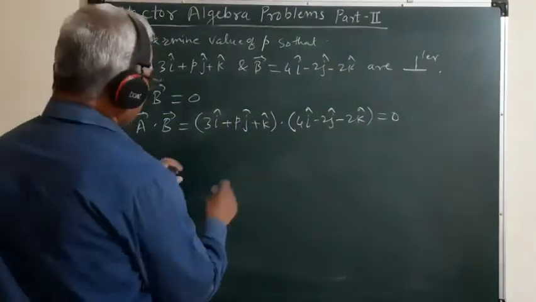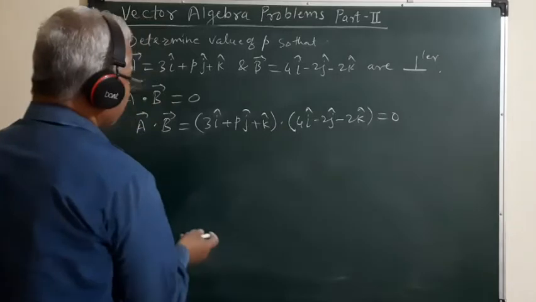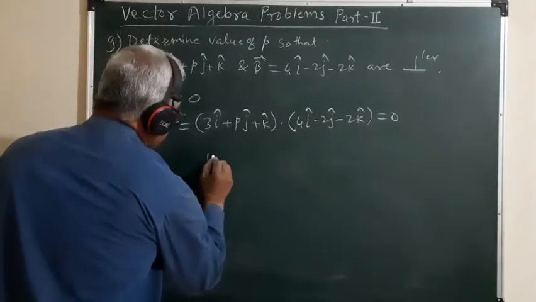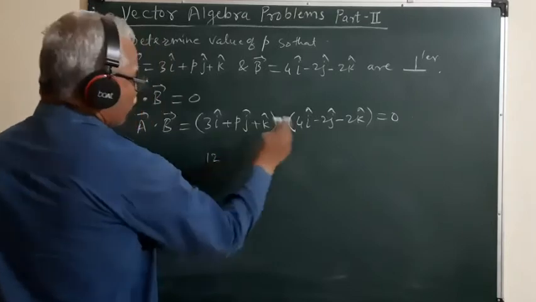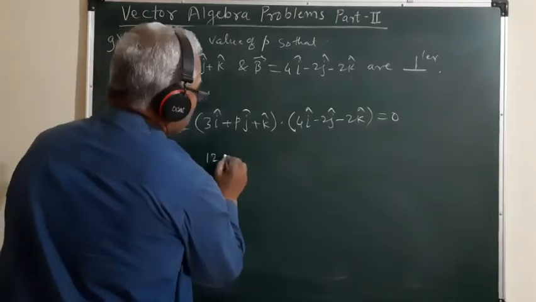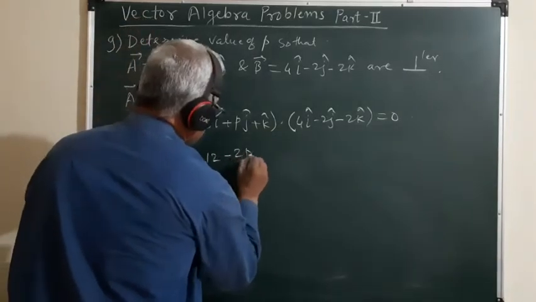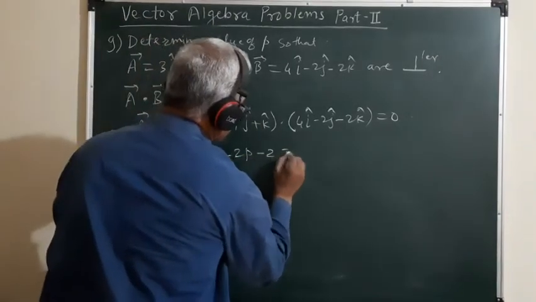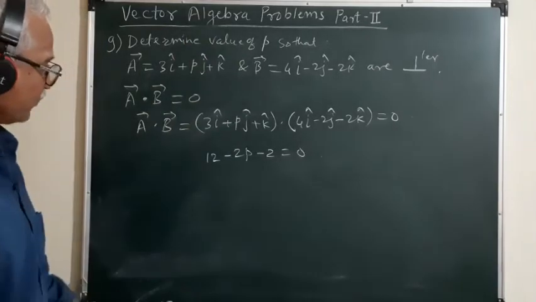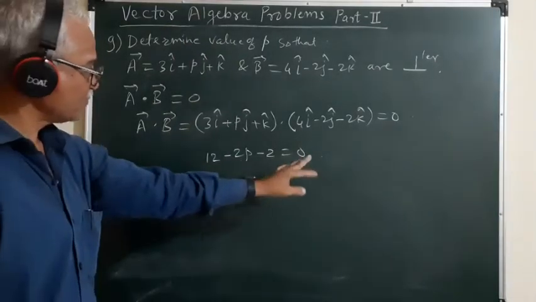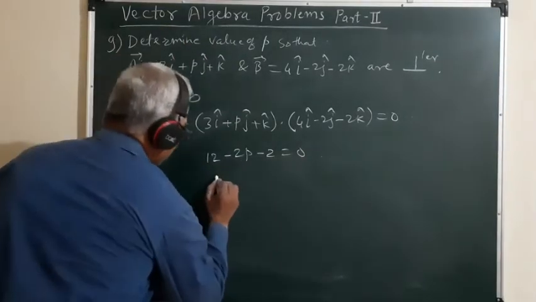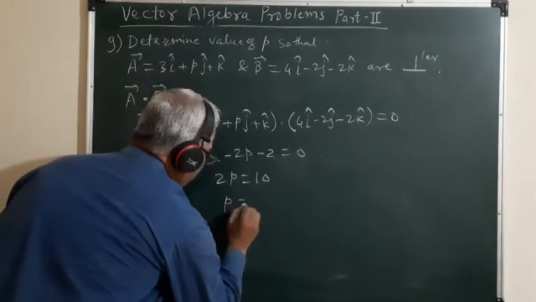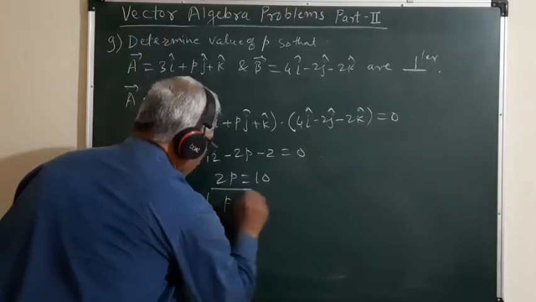So this implies the dot product of these two vectors is 3 into 4 is 12, i dot i is 1, minus 2p, minus 2 is equal to 0. So 12 minus 2p minus 2 is equal to 0. This implies 2p is equal to 10, or p is equal to 5.